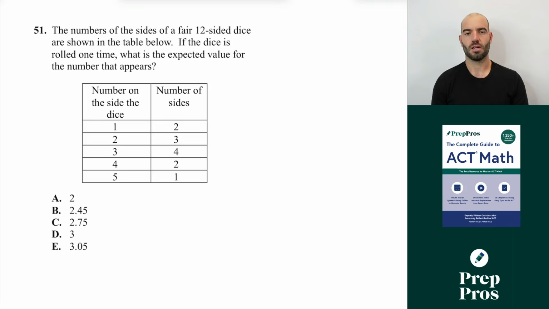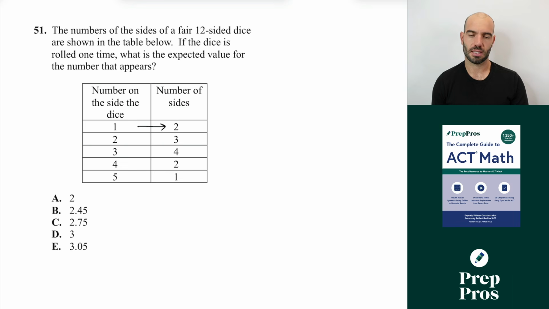For question 51, we have to introduce the idea of expected value. This one says the numbers on the sides of a fair 12-sided dice are shown in the table below. If the dice is rolled one time, what is the expected value for the number that appears? So here, the table's a little bit weird. It tells us the number on the left side that appears on the side and the number of sides.